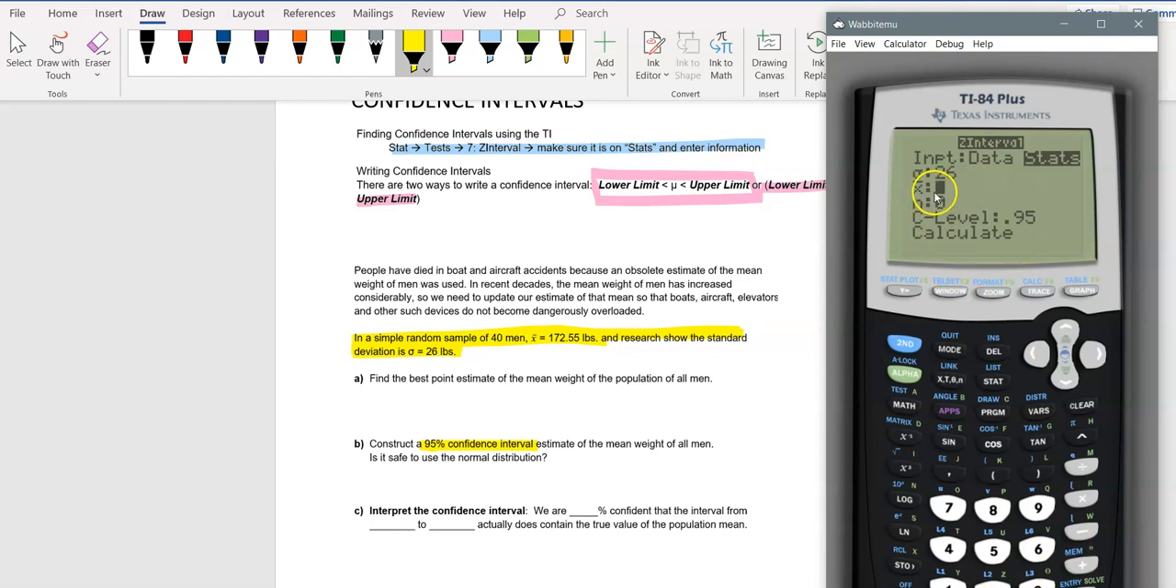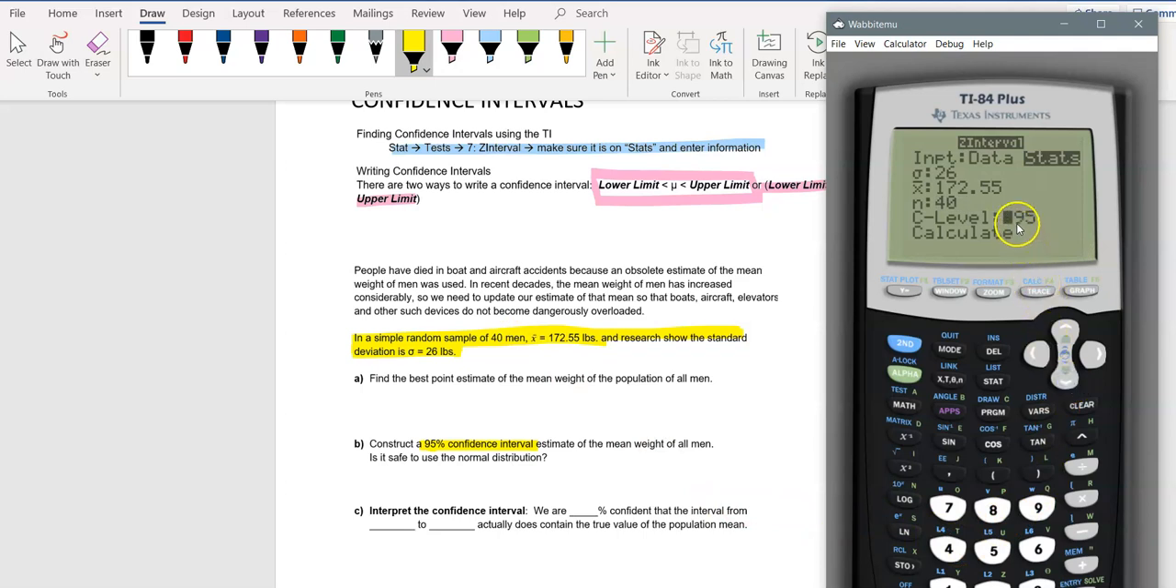It will take you to the next prompt, which is asking us for our mean, or X bar, and that is 172.55. Okay? And then if I go ahead and hit enter down one more, n is your sample size. So the sample size in this particular example is 40. So I'm going to click 40.